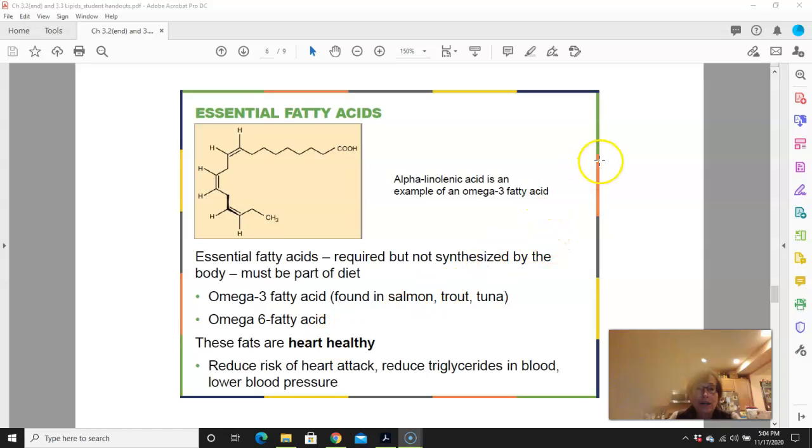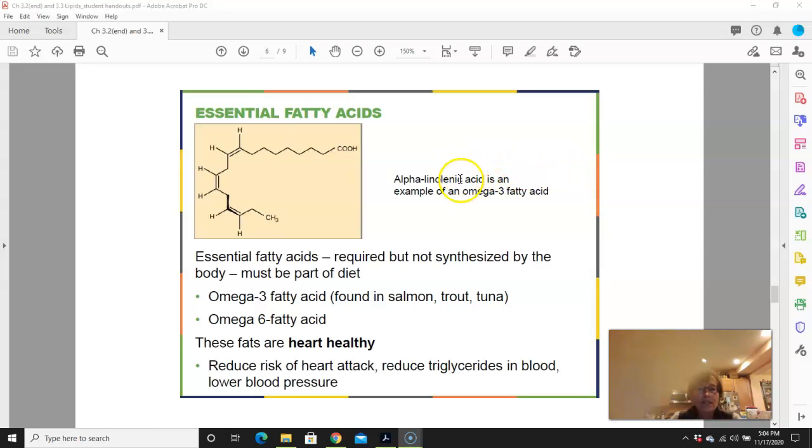So here we go with the essential fatty acids. There are two main ones that we can find in our foods, and they are omega-3s, or omega-3 fatty acids, and omega-6 fatty acids. These are the good guys. We like them because they are good for us in so many ways. They're heart healthy is what they're calling it right here.